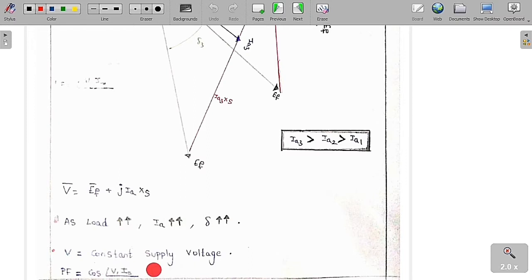So V is called the constant supply voltage or busbar voltage, it's always constant. Then what is the power factor? Power factor is the cos of the angle between V and IA. So it is called theta. Theta is nothing but the power factor angle. The theta is called the power factor angle between the supply voltage and the supply current. So whether it is a synchronous motor or a synchronous generator, always we are going to define the power factor with respect to this theta itself.